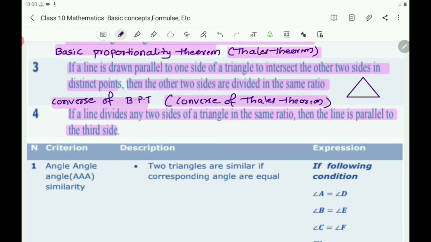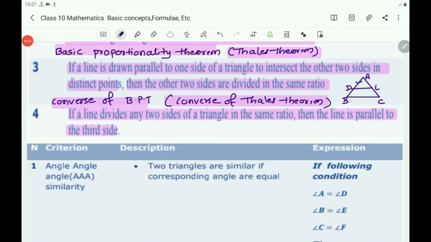It may also be given in the form of a figure. So in the figure, what will be given? A triangle will be given and a line parallel to a side of the triangle is given. It may be parallel to any side, like this way, or like this way, or like this way.